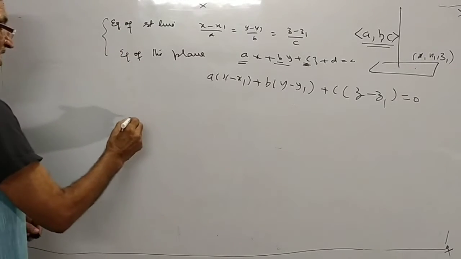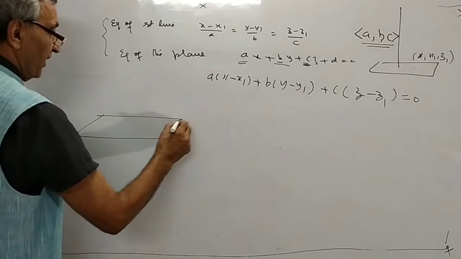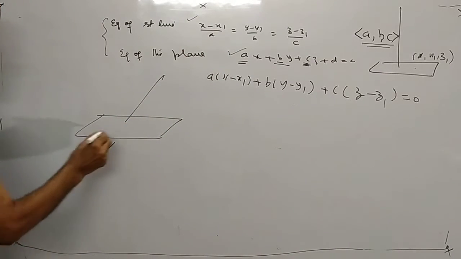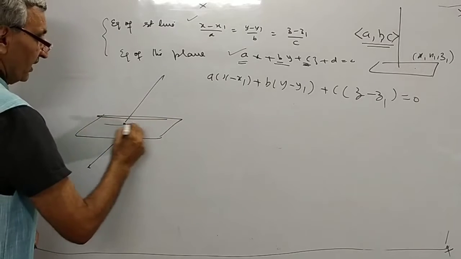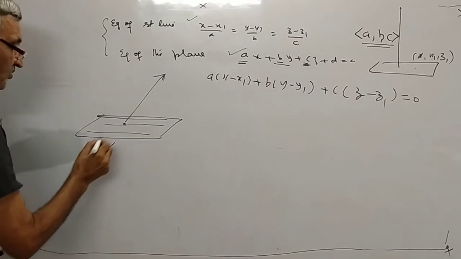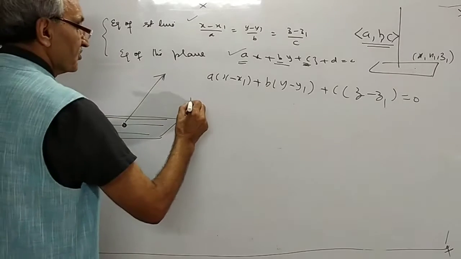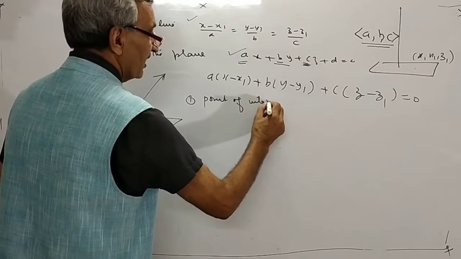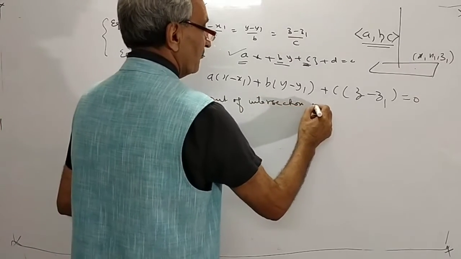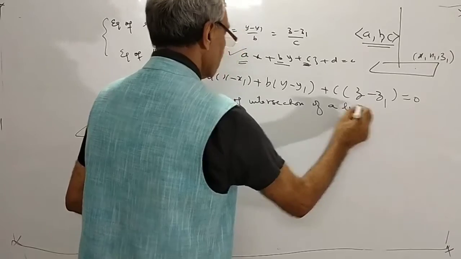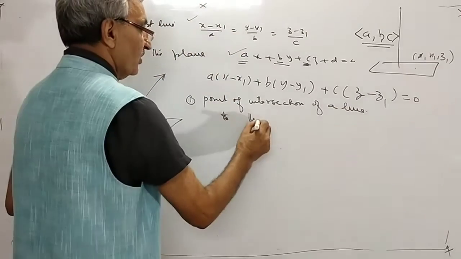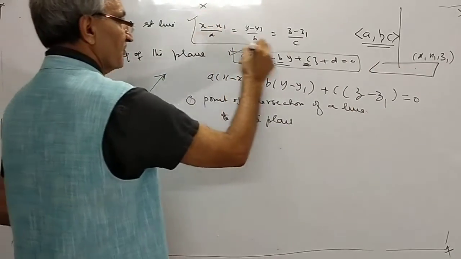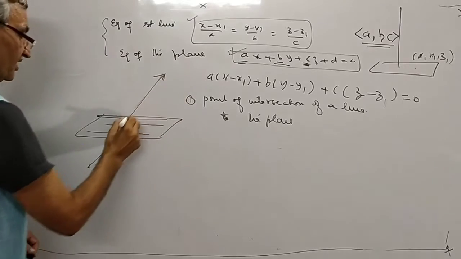Well, my question now is, this is a plane, and this is a line. This line intersects here. This is the equation of the plane, and this is the line. How to find the point of intersection of a line and a plane? There is one plane given here, the equation of plane given like this, and the line is given by this. Then how to find the point of intersection?